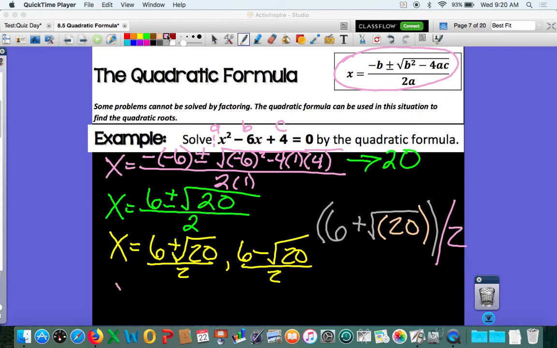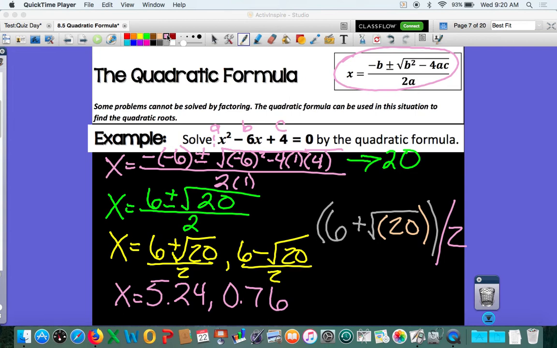So my two solutions for this problem are x equals 5.24 and 0.76. You've got to round to 2 decimal places. So this means that our quadratic crosses our x-axis at 5.24 and 0.76. That's the first example.